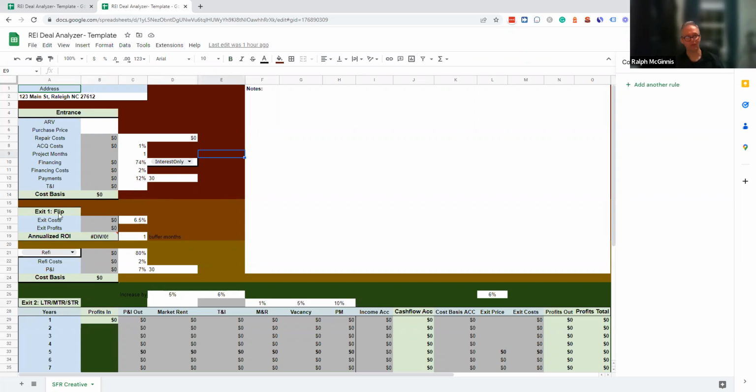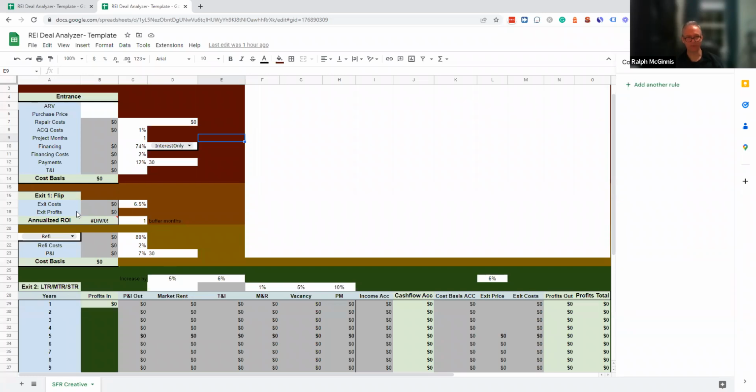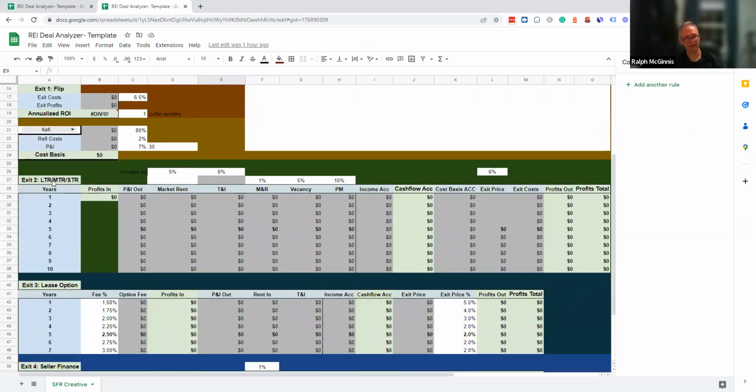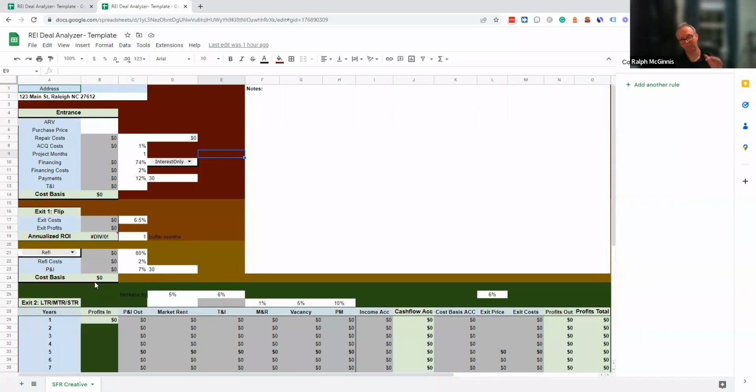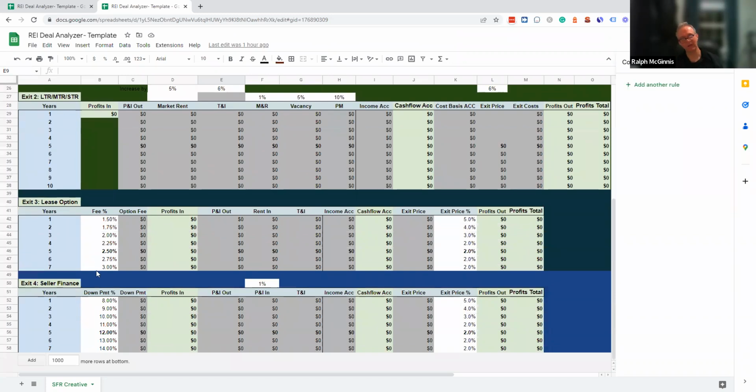But then you have 4 potential exits in this. Exit 1 is a flip. Exit 2 is a rental of some sort, long-term, mid-term, or short-term. Exit 3 is a lease option. Exit 4 is a seller finance. So I'll be fine-tuning this and making it ready for everybody within the next week.